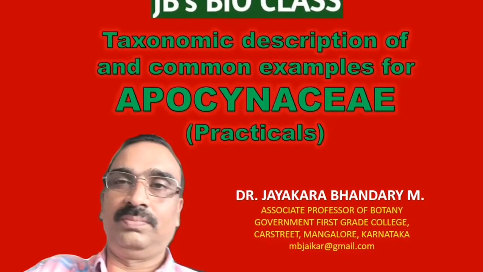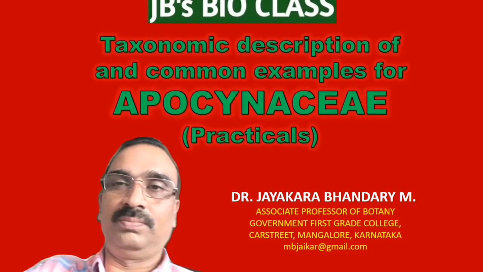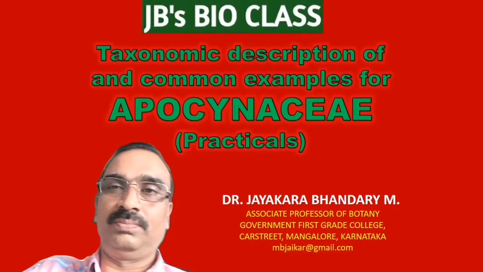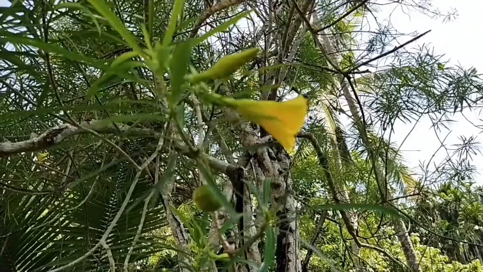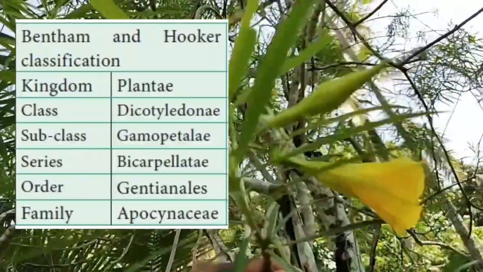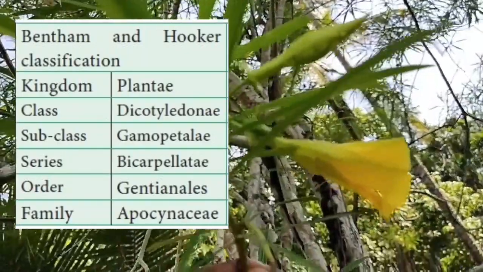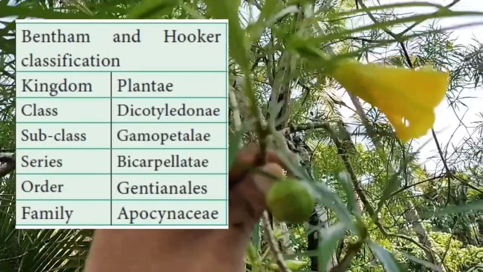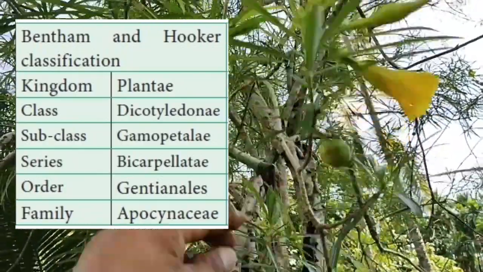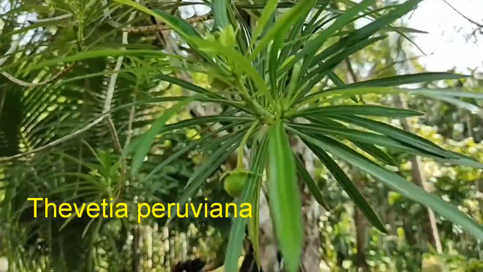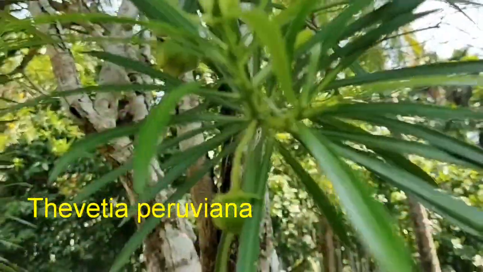Hello and welcome to this video practical on important taxonomic features of and common examples for the family Apocynaceae. As we know, Apocynaceae is a dicotyledonous family. According to the Bentham and Hooker system, it belongs to subclass Gamopetalae, series Bicarpellatae, order Gentianales. Gamopetalae because petals are united, Bicarpellatae because the gynoecium is made up of two superior carpels.